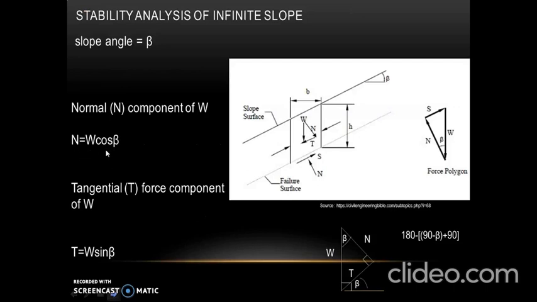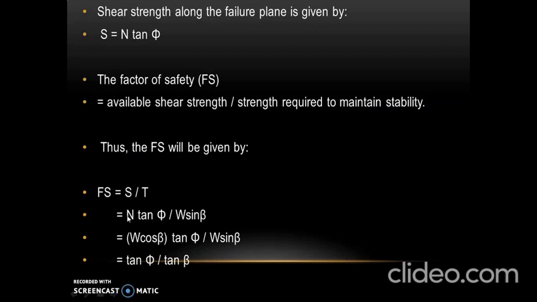And we have N equal to W cos beta, that is the normal component of W. So we will substitute the value of N in the equation. So N is equal to W cos beta into tan phi as it is, divided by W sin beta. So here W and W will get cancelled out. So we will get tan phi divided by tan beta, because sin beta divided by cos beta will be tan beta. Hence factor of safety is equal to tan phi divided by tan beta.